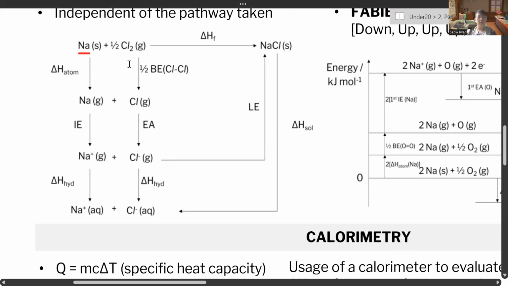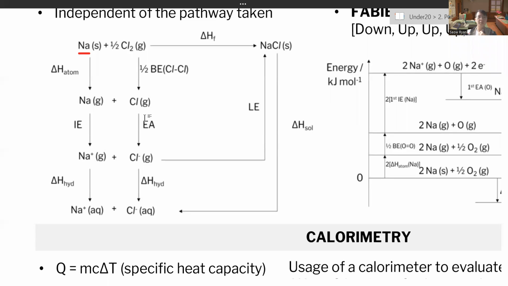Next, we can do atomization of sodium to go from sodium solid to sodium gas, and to go from half a mole of a molecule to just a single chlorine atom, we can use the bond energy to break the Cl-Cl bond. Next, we do ionization energy, which we covered in atomic structure. We use energy to remove one electron, and therefore sodium loses one electron. The electron goes to the chlorine atom, and since it gains an electron, that energy is electron affinity, the amount of energy required to gain an electron. So Cl goes to Cl minus.